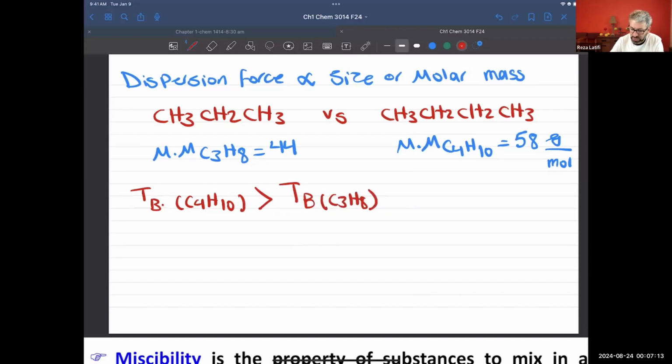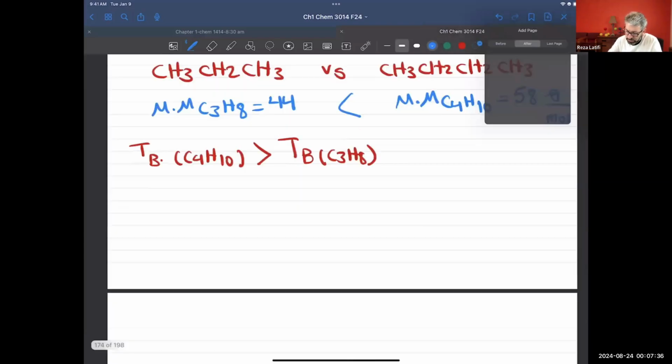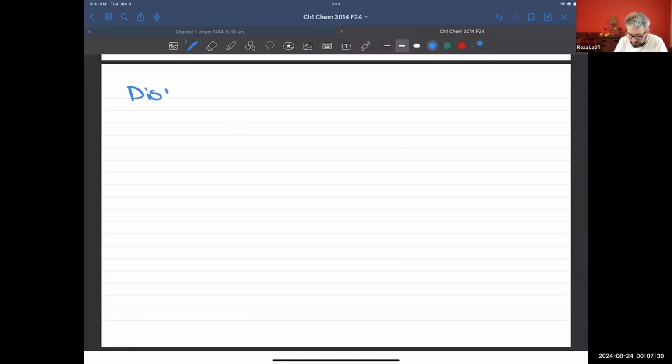Why? Because it has higher dispersion force. The dispersion force for butane is higher than propane. So as the molar mass goes up, dispersion force goes up, and the boiling temperature follows it. Another one: dispersion force is subject to size of the particle, or we can say molar mass.